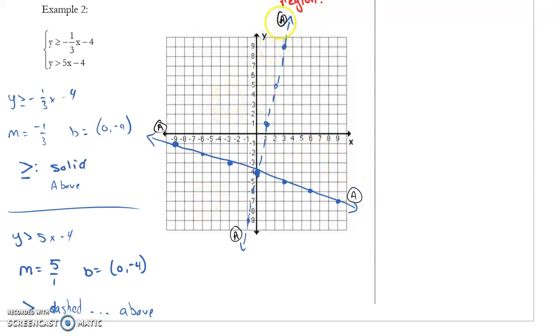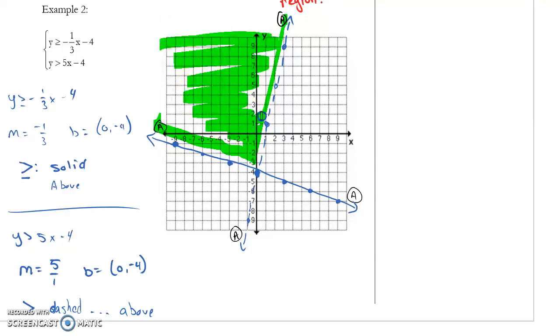Okay, region 1 has an A and an A. That's good. That's what I'm looking for. That's what I'll shade. Now you'll see me now start to shade in videos just using the highlighter. I know I'm shading above this line. I'm shading above this line. This is the region that gets shaded in then.